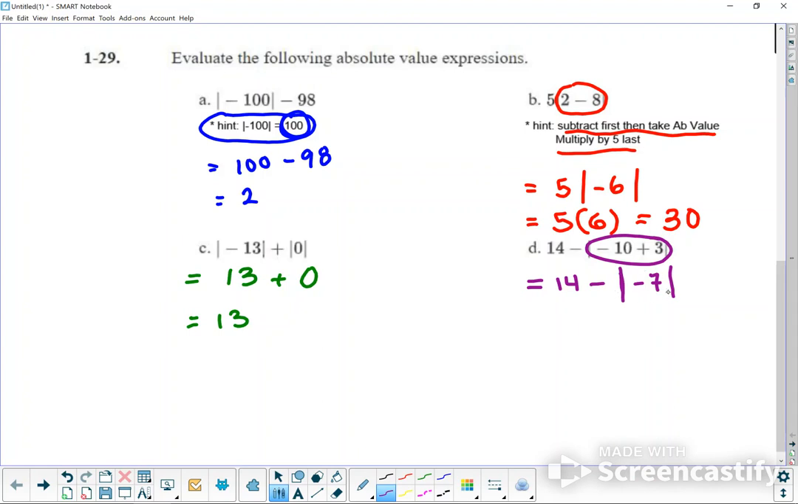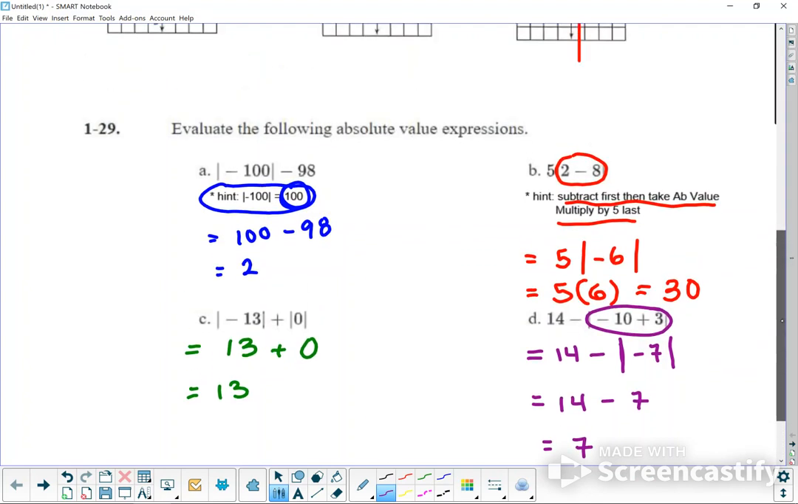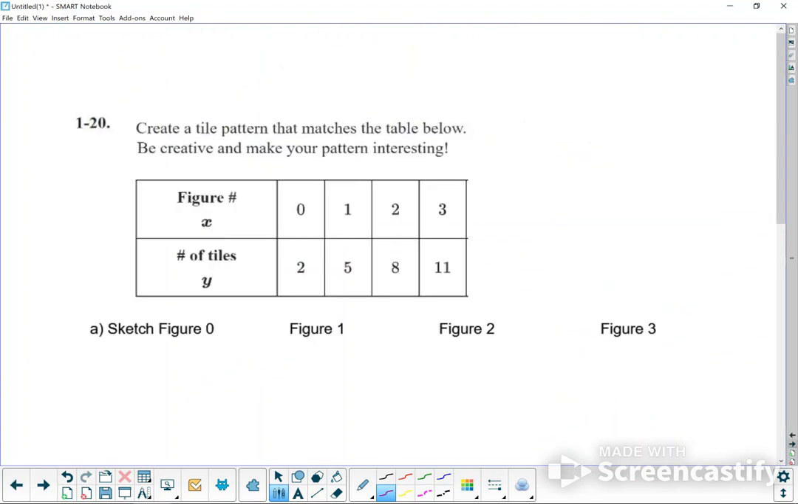So how far is negative 7 away from 0? That's what absolute value of negative 7 means. So the absolute value of negative 7 is just 7. And then you just write the rest down: 14 minus 7, which comes out to be 7. So that's number 29. If I'm going a little fast, you can pause it, or you can go back to an earlier time.